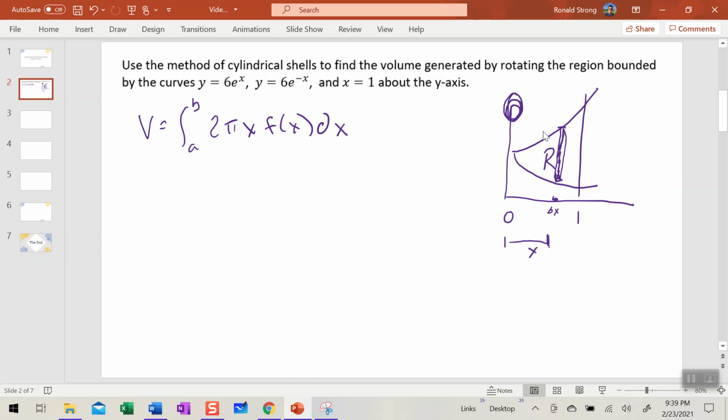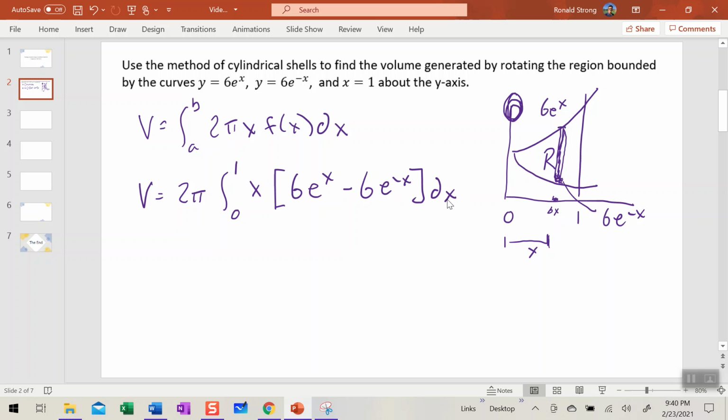f of x represents the height of the rectangle. Well, the top of the rectangle is at the curve 6e to the x, and the bottom of it is at 6e to the negative x. So in actuality, f of x is going to be the difference between those two curves. So let's get it set up. The volume is going to be 2 pi times the integral from 0 to 1 of x times f of x, which is 6e to the x minus 6e to the negative x, dx.